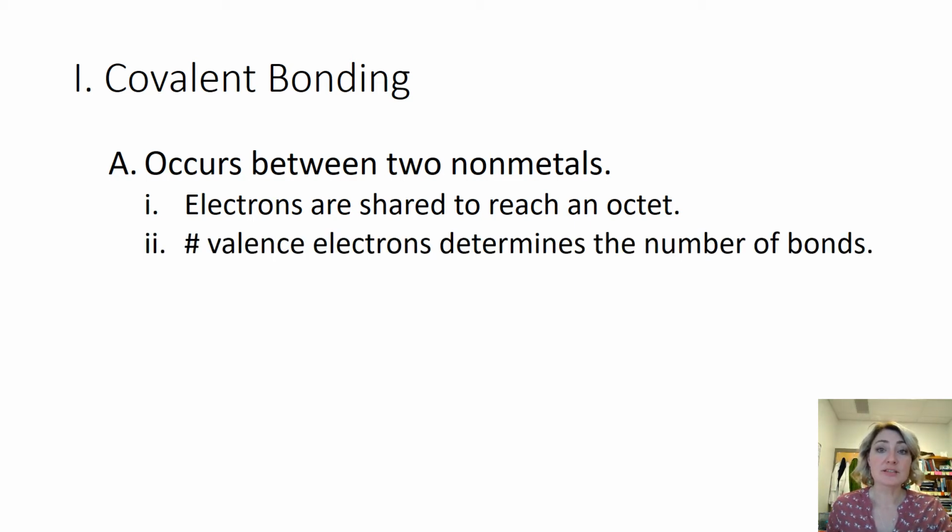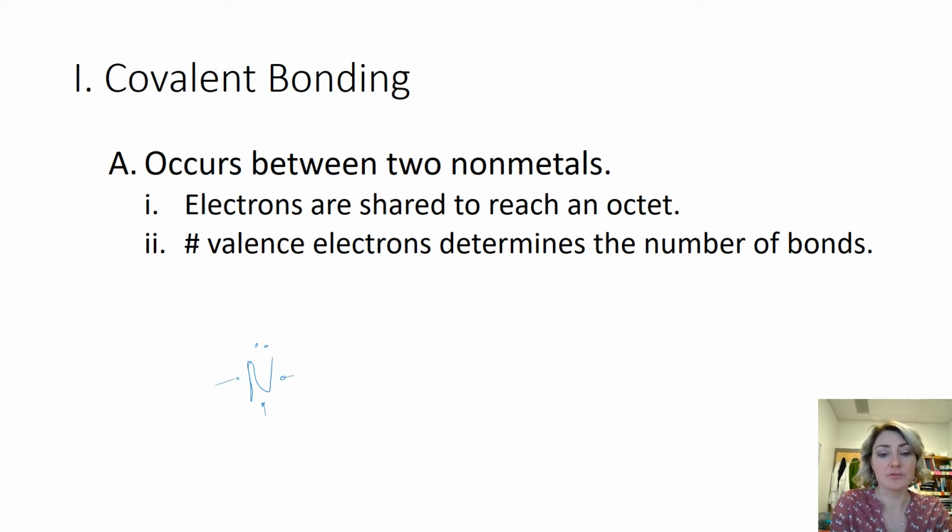The number of valence electrons that an element has is going to determine the number of bonds. For example, nitrogen has 5 valence electrons, so in order to reach a stable octet, it can share electrons in 1, 2, 3 different locations.